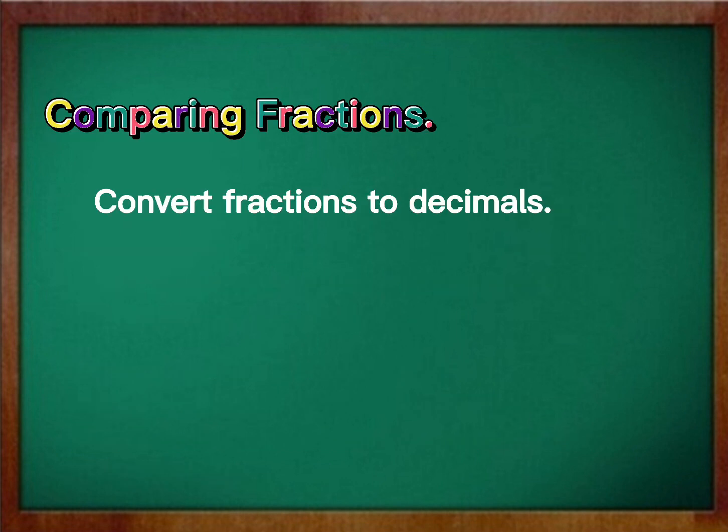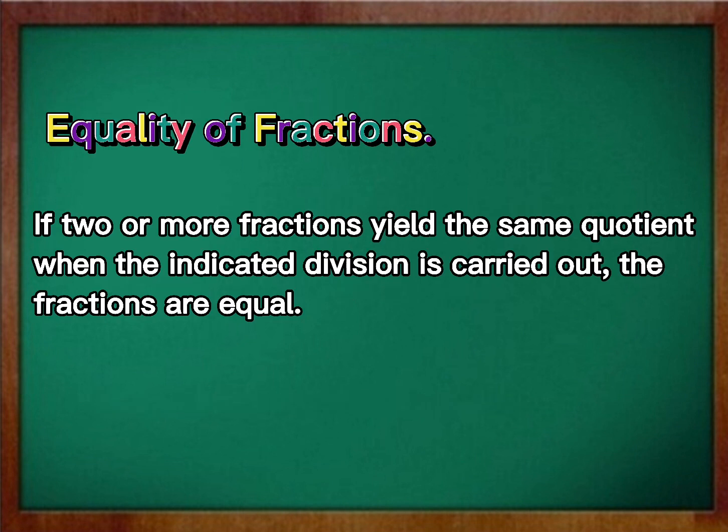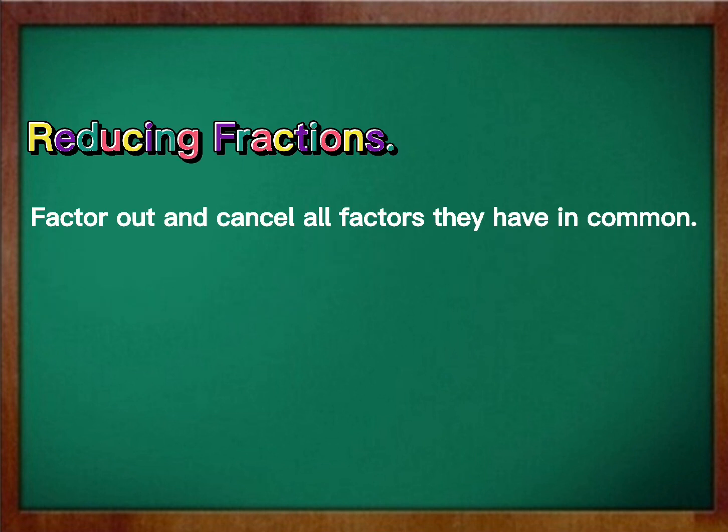Comparing fractions. It is easier to compare fractions if we convert them to decimals, such as 3/4 is 0.75 in decimal, 3/5 is 0.60. So since 0.75 is greater than 0.60, then 3/4 is greater than 3/5. Equality of fractions. If two or more fractions yield the same quotient when the indicated division is carried out, the fractions are equal.